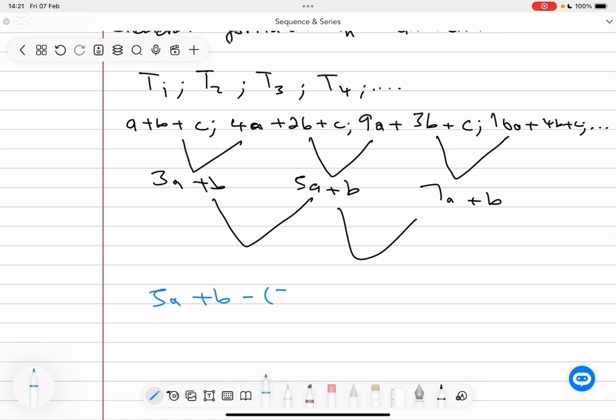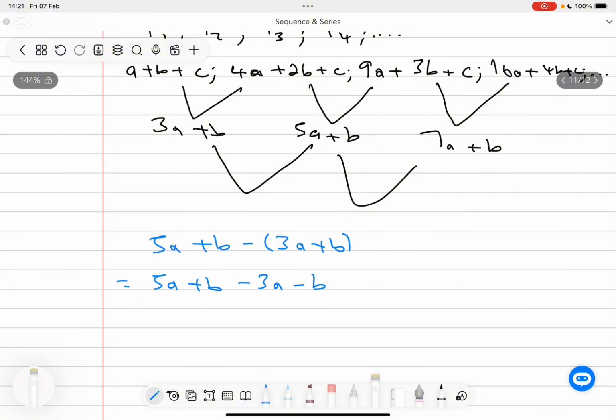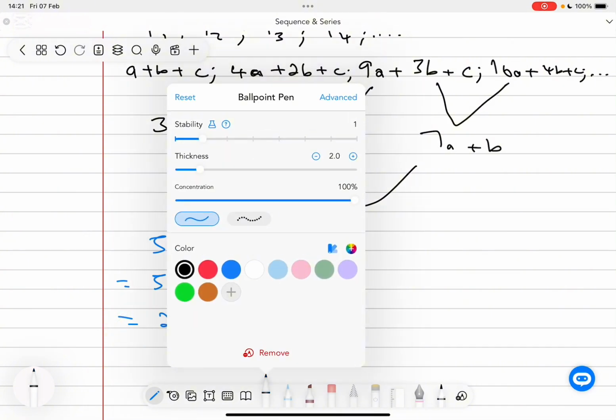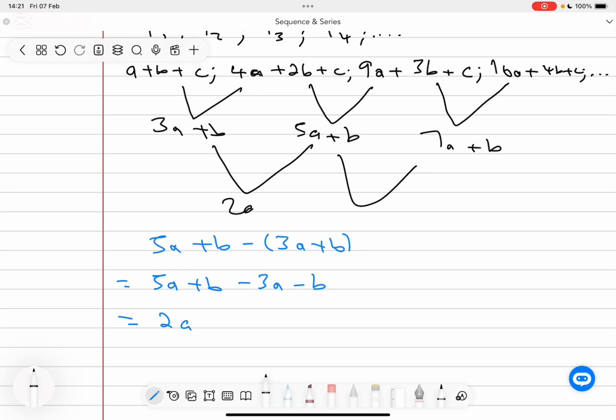plus b and we're subtracting here 3a plus b, I'm basically taking this minus that. We can see that we're going to have a 5a plus b, and then we have a negative 3a, negative b. This would then give me at this stage the 2a, because 5 minus 3 is 2a, and the b minus b will simply just be a 0, and then I'm left only with 2a. So we are saying that now here we get a 2a.